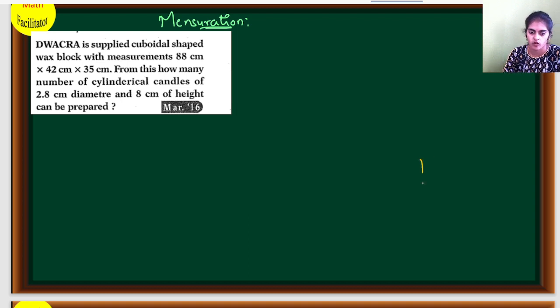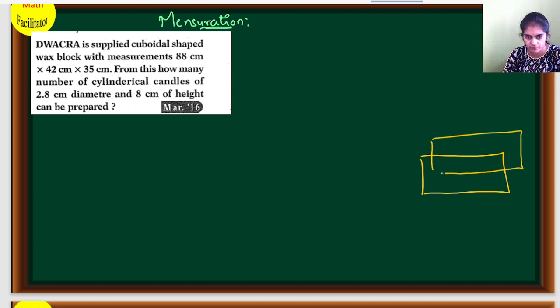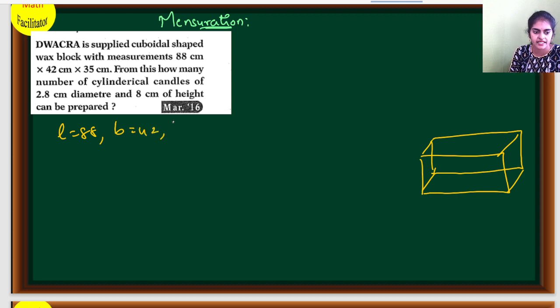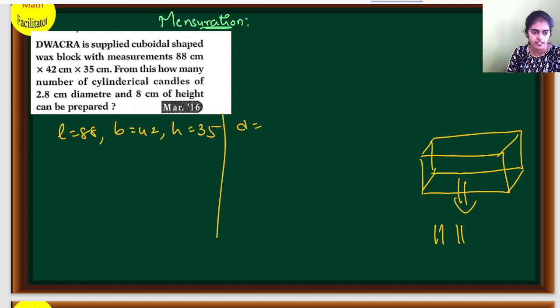There is a cuboidal shaped wax box. In this wax box the dimensions are 88, 42, 35: length 88, breadth 42 and height 35. From this, how many cylindrical candles are you making? How many cylindrical candles of diameter 2.8 and height 8 centimeter are given?